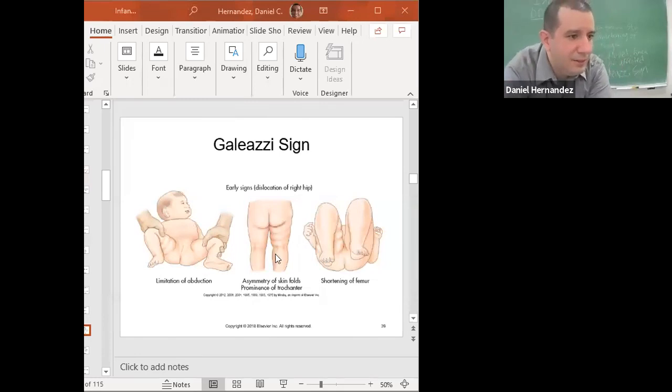So here you could see the folds, and how the knee appears lower on the affected side.